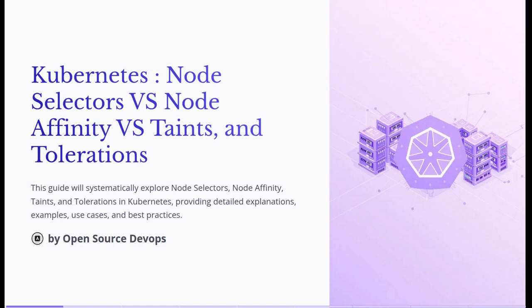Wow, NoExecute? Sounds pretty serious. I can see how that would be useful for an emergency, but probably not something you'd want to use all the time. What about PreferNoSchedule? Where does that one fit in? PreferNoSchedule is the most lenient of the bunch. It's basically saying, hey, scheduler, try to avoid putting pods here if you can. But if you absolutely have to, it's not the end of the world. So it's like saying, this isn't the best neighborhood, but it's not a complete war zone either.